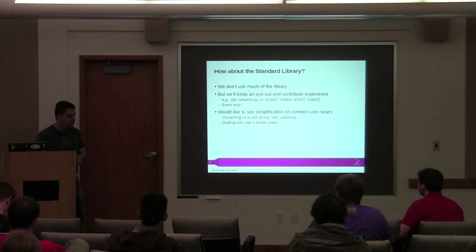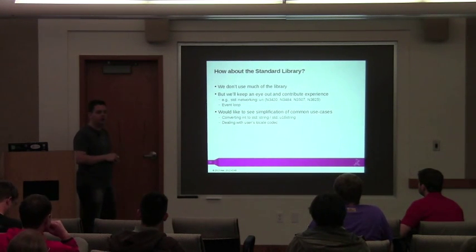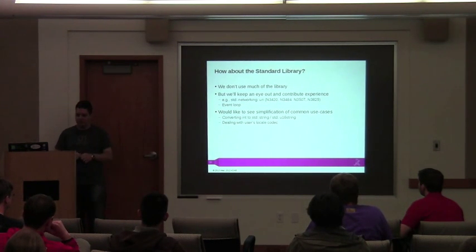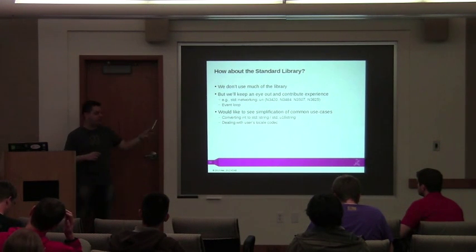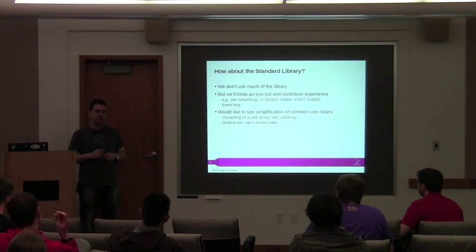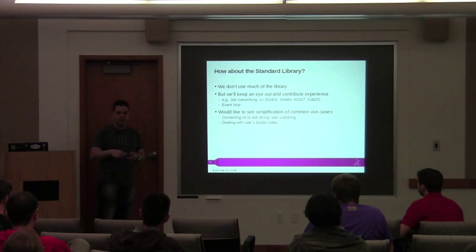How about the standard library? We don't use much of it. We are going to continue not using much of it, but we will keep an eye out and contribute experience. For example, standard networking URI, there are four papers already. If you look at the progression of those papers, you see that they're coming close to QURL, which I wrote, which means implementations are converging. It means our features will be supported. And it also validates my design.